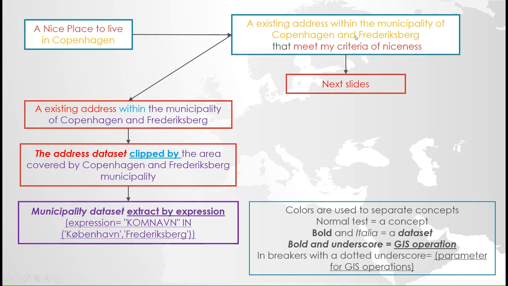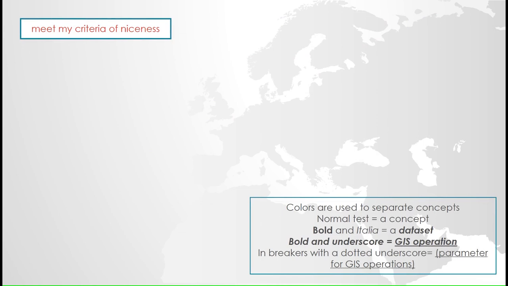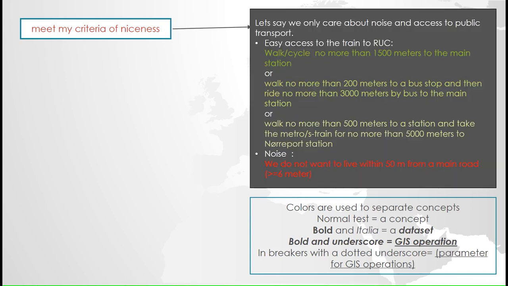So that was easy. Now comes the next part: what meets my criteria? So what do we mean by meets my criteria? Because that's not really specific enough, so we'll need to formulate that more specifically. For this exercise, I decided that it means we have to find a place that is easy to get the train from. So I'm interested in ease of getting the train, and I do not want to live at a noisy place.